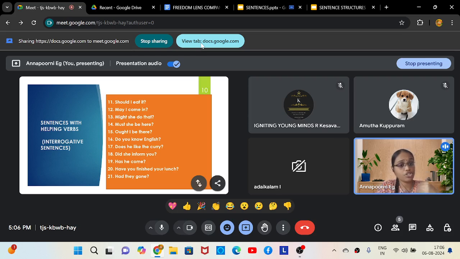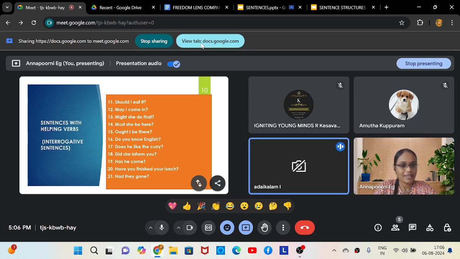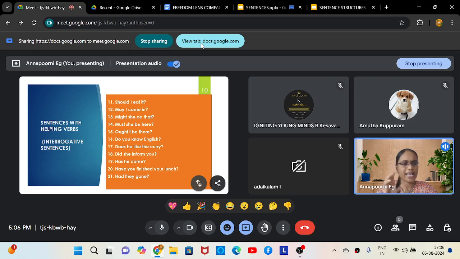But if I ask must she be here, then I am adding more stress to that particular situation. Ought I be there also says that. Ought and must are same. For example, if I tell you ought to go to school, it means that you must go to school. Both are same. Should is not the same as must, but more or less it gives the same meaning.